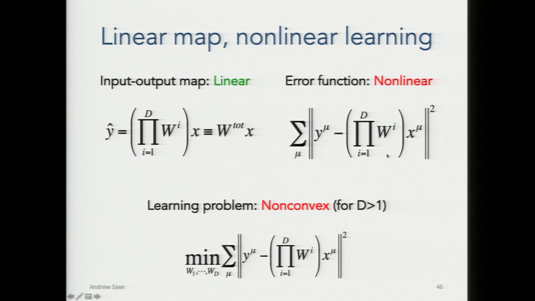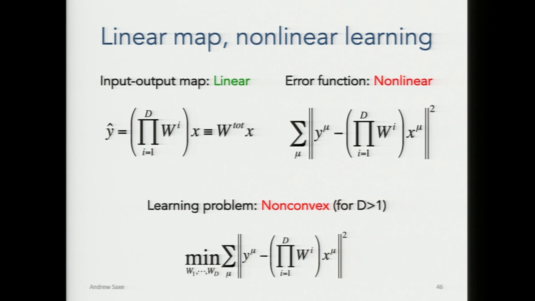So we're going to take some target that we're supposed to produce and compare it to the target that our network produces. And here I'll be using the squared error. So that's why this model is still nonlinear. And then the learning problem is you're trying to do this minimization. You're trying to minimize the error by twiddling all of the weights. And if you look at this, you'll see it's non-convex once you have one or more hidden layers. So it retains this key feature of deep nonlinear networks, which is their non-convex optimization problem.